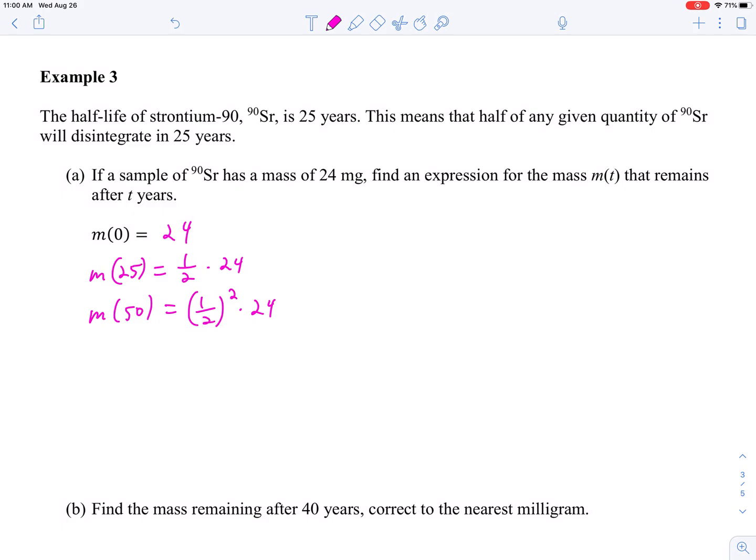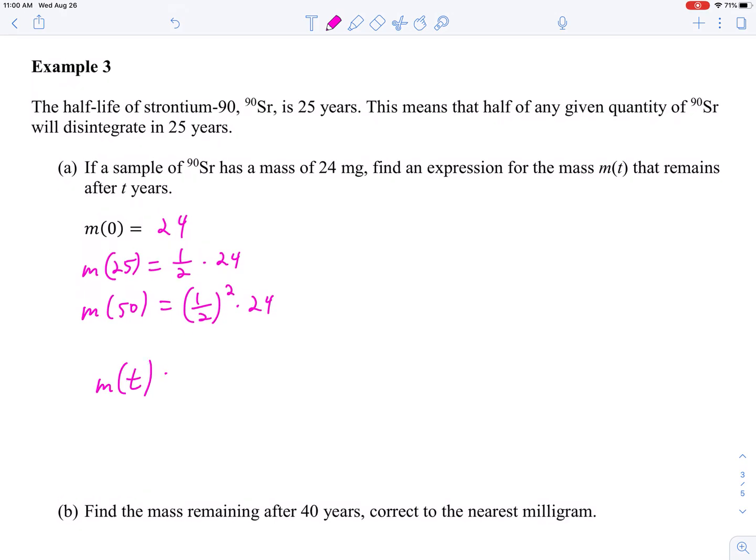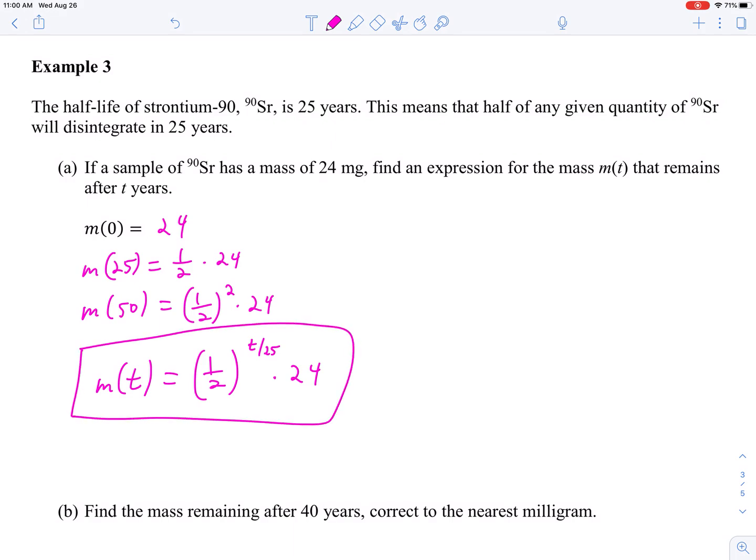But the problem would be, what if you wanted to know the mass in 13 years or 82 years? In other words, a non-multiple of 25. Well then this little formula won't help us, right? So what we'd have to do is say m of t is going to be 1/2 to the t over 25, because that sets up a ratio. If you want mass at 13 years, then you want to know what is that mass 13 out of 25 years later, okay? And then times the initial 24. And there you go. Now we could plug in any number we want.